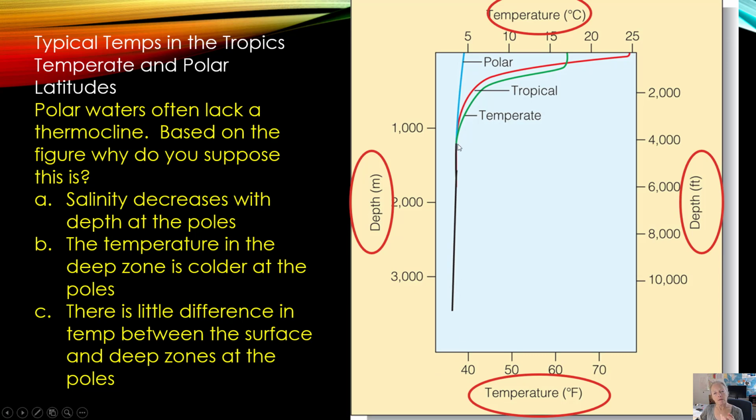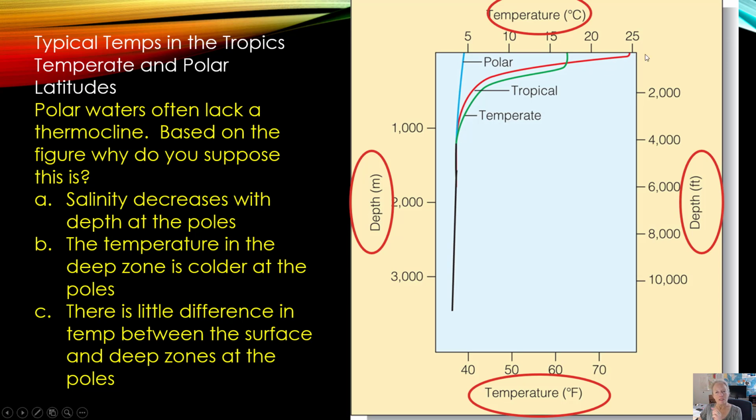So basically, once you get down below 1,250 meters approximately, or a little more than 4,000 feet, it's cold. It's really cold. It's just above freezing. But at the surface, if you're in the polar area, it's still cold. It doesn't get much warmer, right? The water is just barely above freezing. Why? Because there's lots of ice there, and they don't get sunlight 6 months a year.